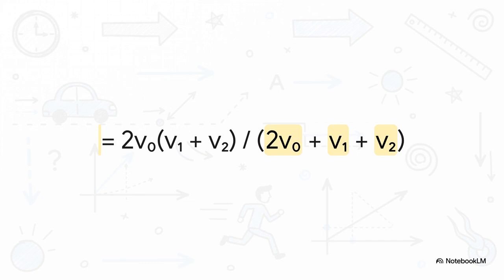After we do a little bit of algebra to simplify that fraction, we arrive at our final beautiful answer. The mean velocity is 2v0 times the sum of v1 and v2, all of that divided by 2v0 plus v1 plus v2. And that's it. We did it.